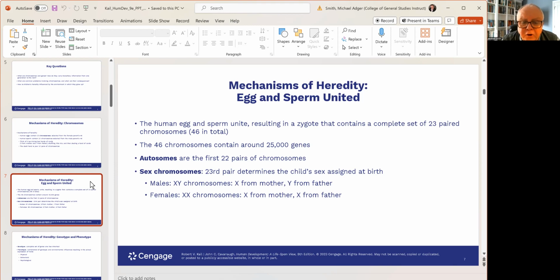Autosomes are the first 22 pairs, and then the 23rd pair would be the sex chromosome, and the 23rd pair determines the child's sex at birth, and then the male would be an XY. You would always get an X from your mother, but you could get an X or a Y from your father. If you get the Y chromosome from your father, you would be a male. If you got the X from your father, it means you'd be double X, and so you'd be a female.